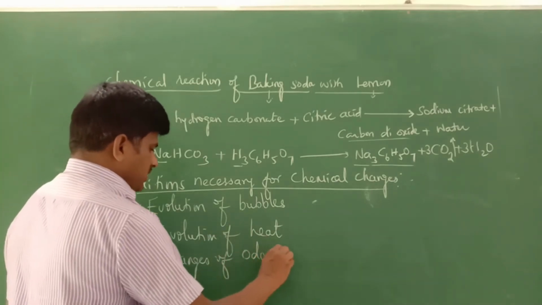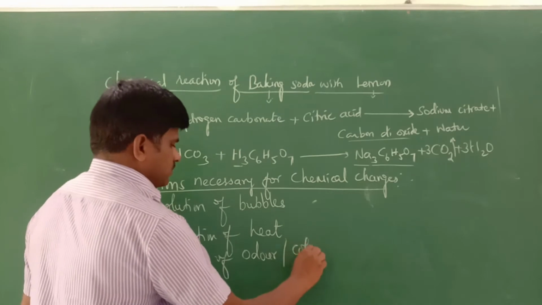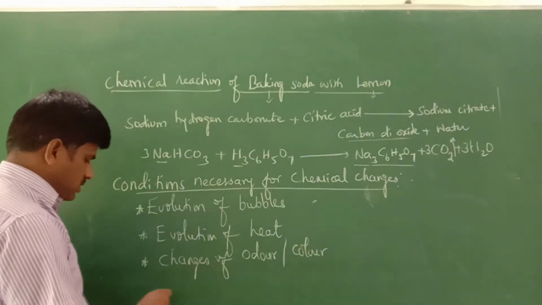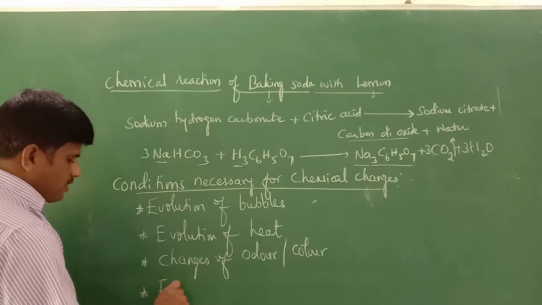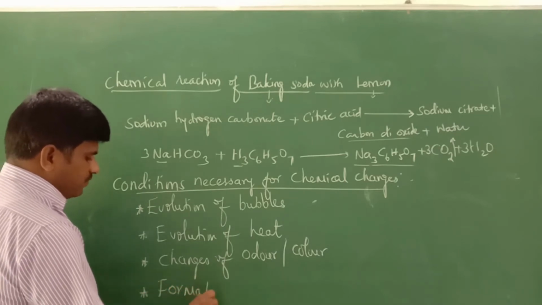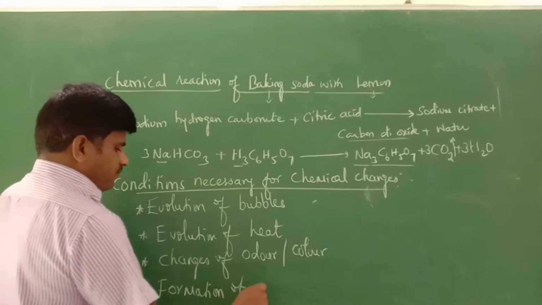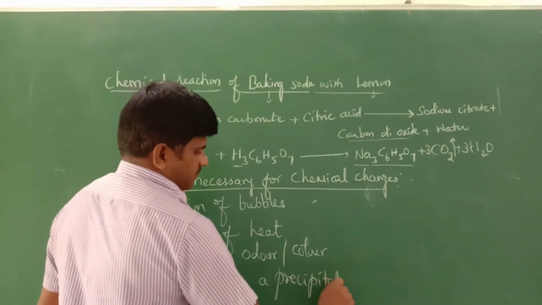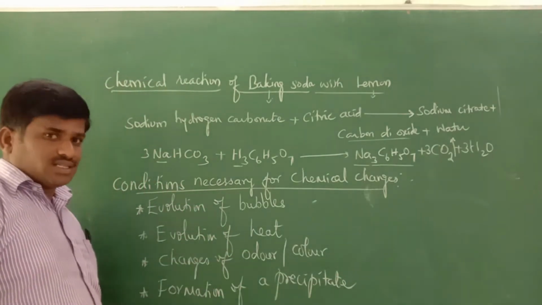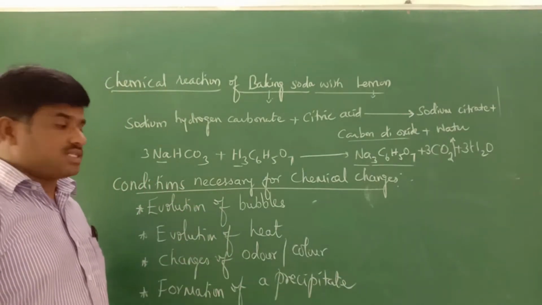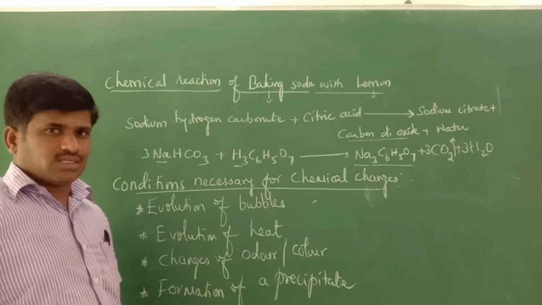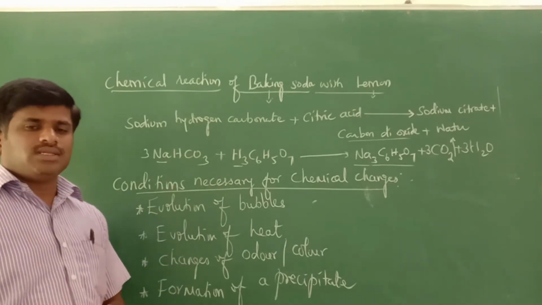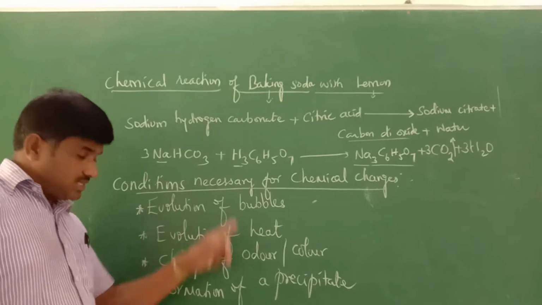Smell, that is odor or color. Changes of odor or color should happen. Next, the last one is formation of a precipitate. These are the conditions required for chemical changes. Whatever the chemical changes, those chemical changes need these conditions.